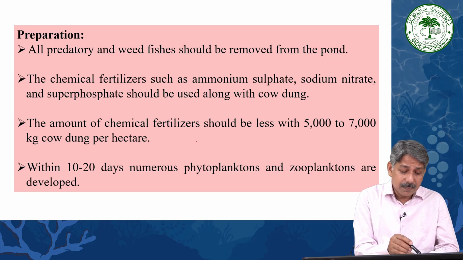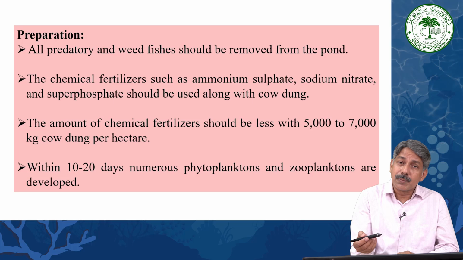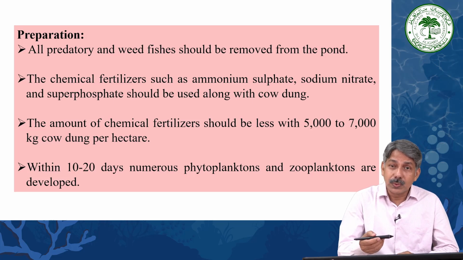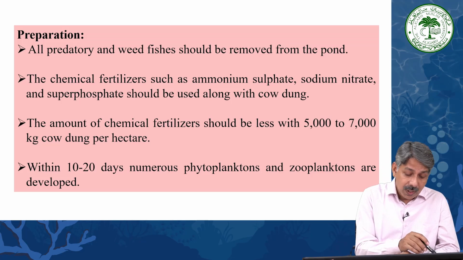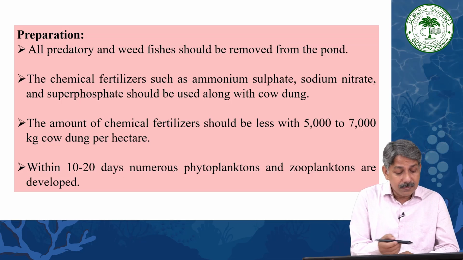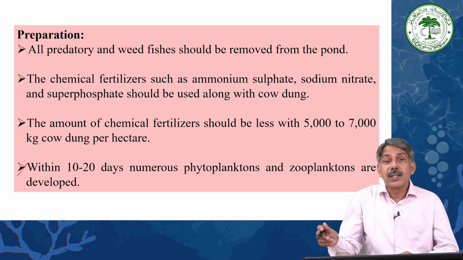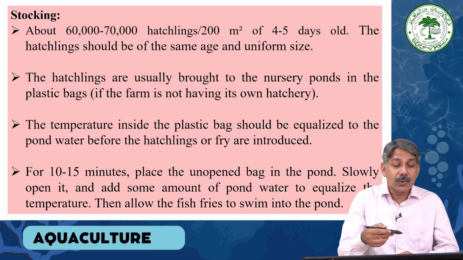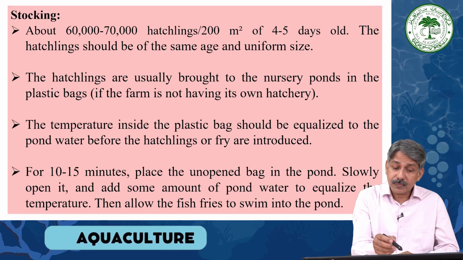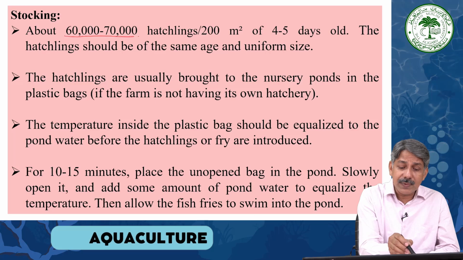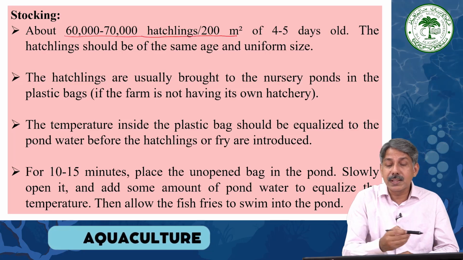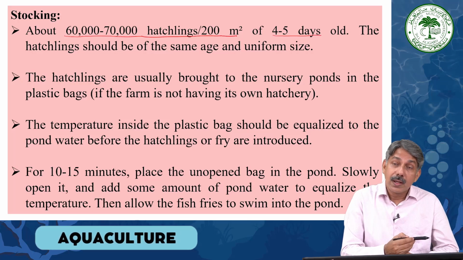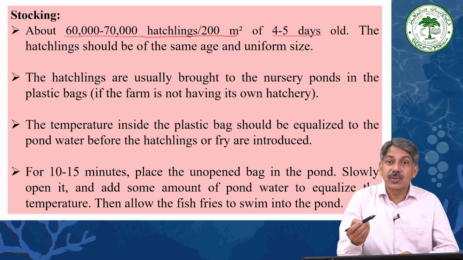And then the doses of the chemical fertilizer and cow dung you can calculate according to the soil conditions and the water quality. Within 10 to 20 days, you will get to see the natural productivity in terms of phytoplankton and zooplankton. Then you can go for stocking the nursery pond. Usually 60 to 70,000 hatchlings per 200 square meters if the hatchlings are 4 to 5 days old. That depends on the size, which determines the stocking density.